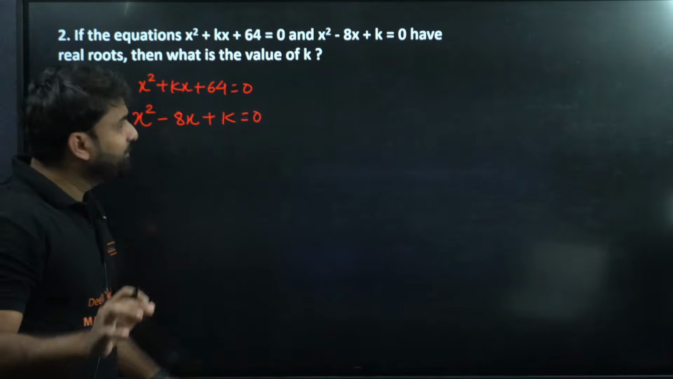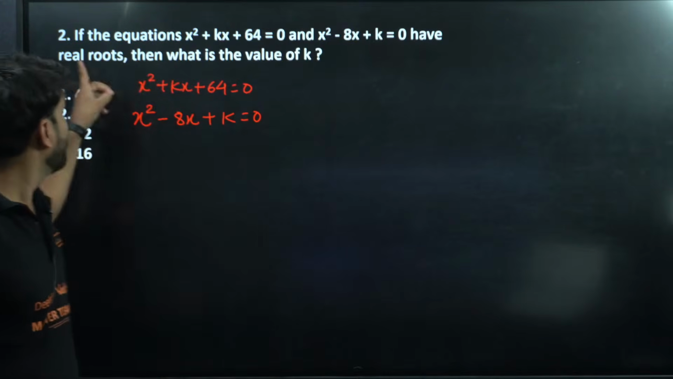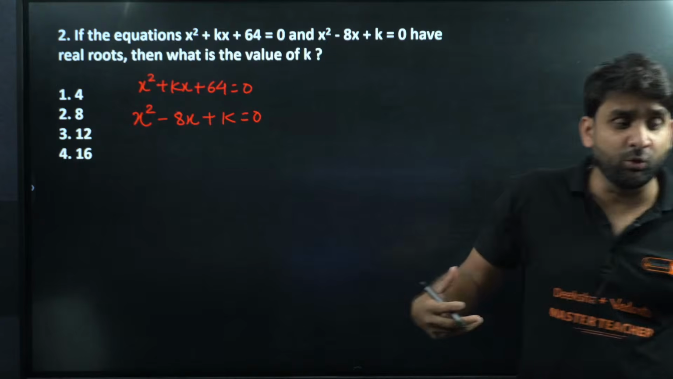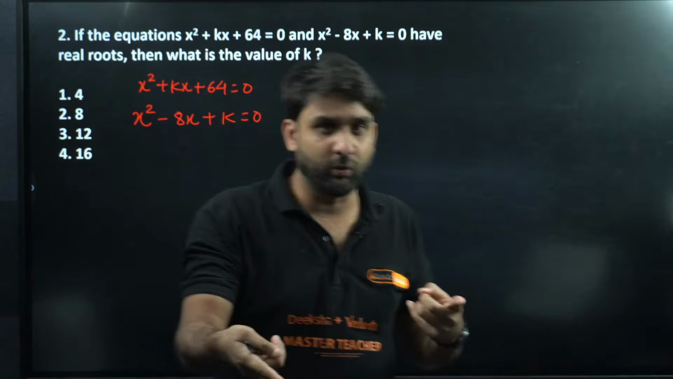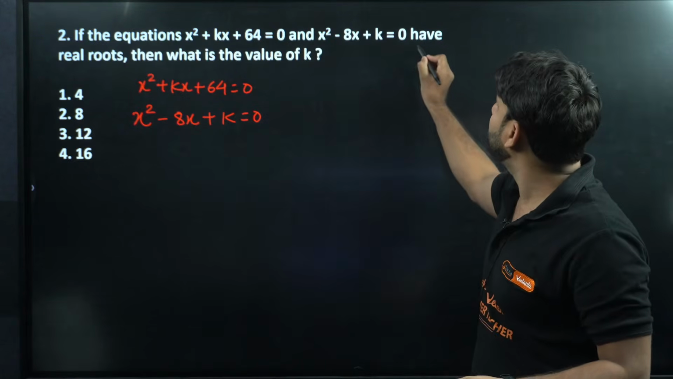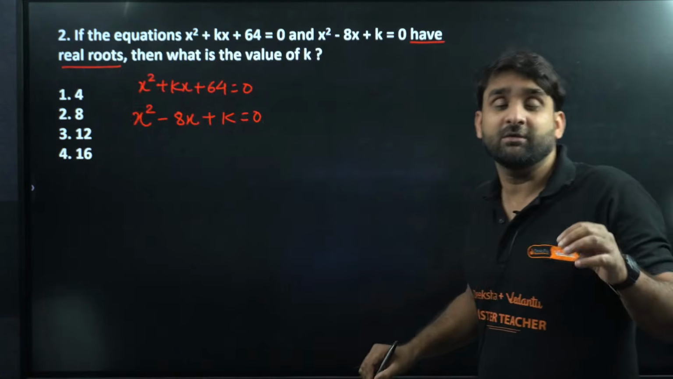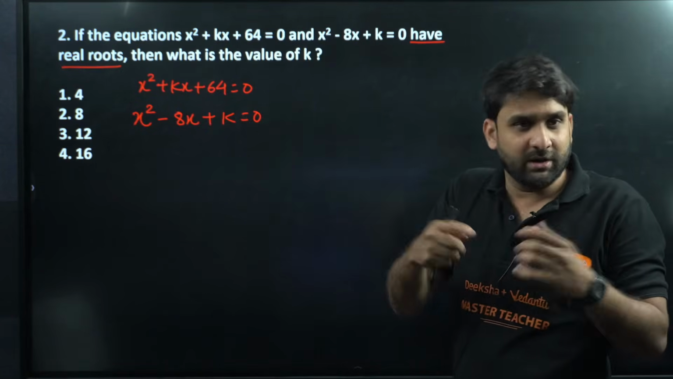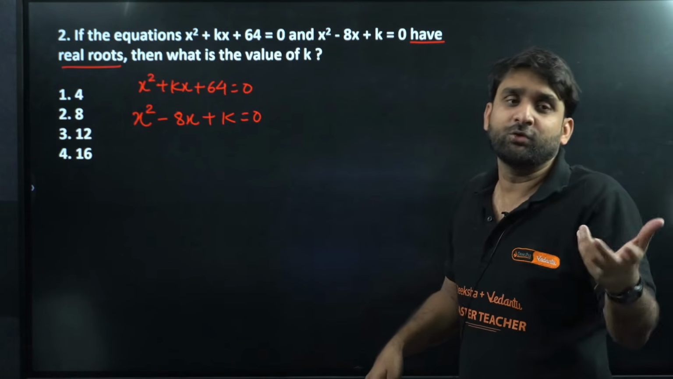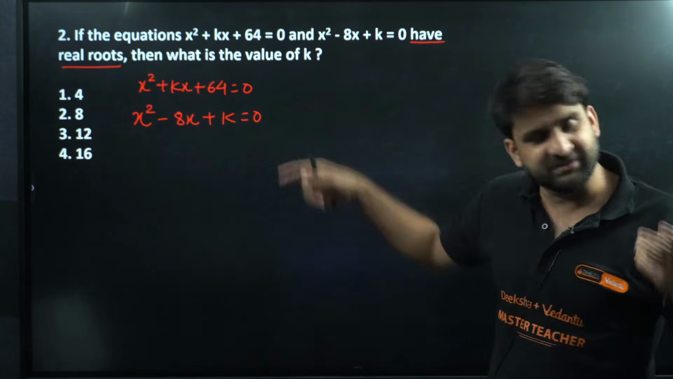Now, my dear, can you see here? Both the quadratic equations have real roots. What does it mean by real roots? We are not talking about real and equal roots. We are not talking about real and distinct roots. Only one information is given here: have real roots. So the quadratic equation may have real and equal roots, and it may have two distinct real roots. But whether the roots are equal or distinct, this is not clear. But real roots, this is clear.